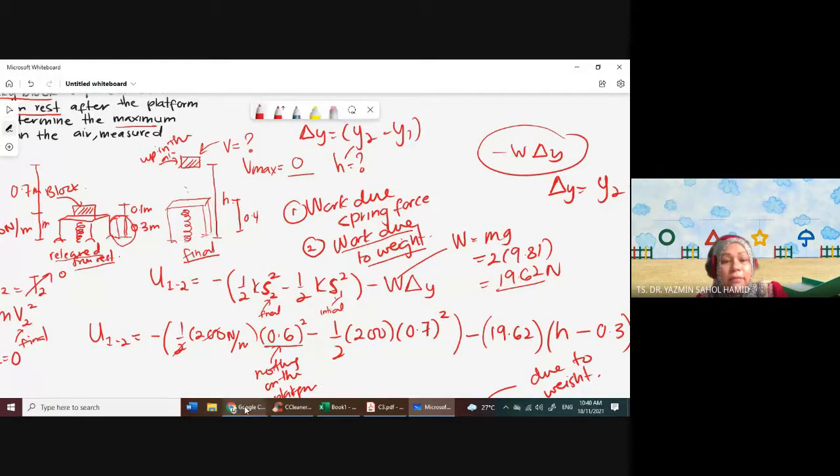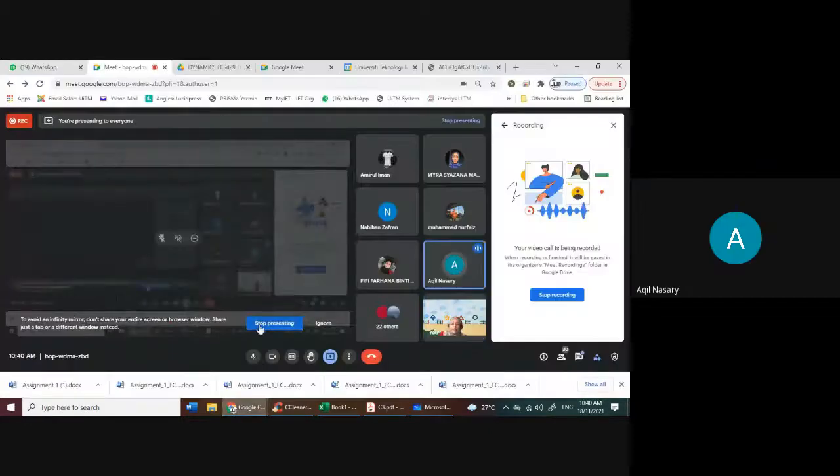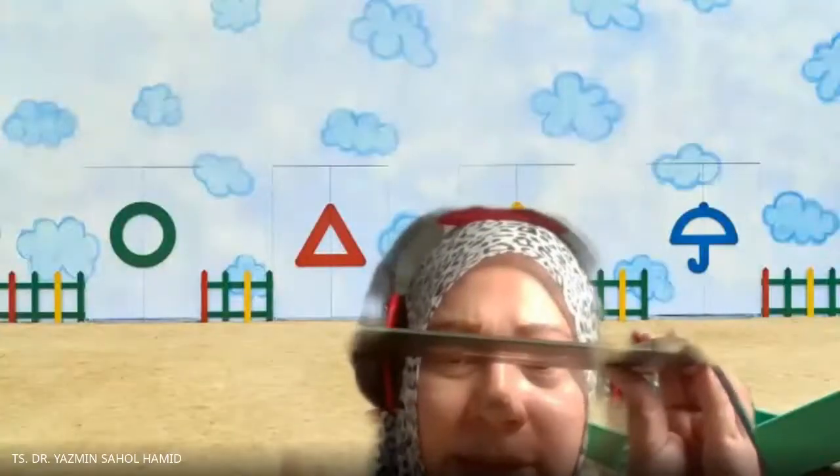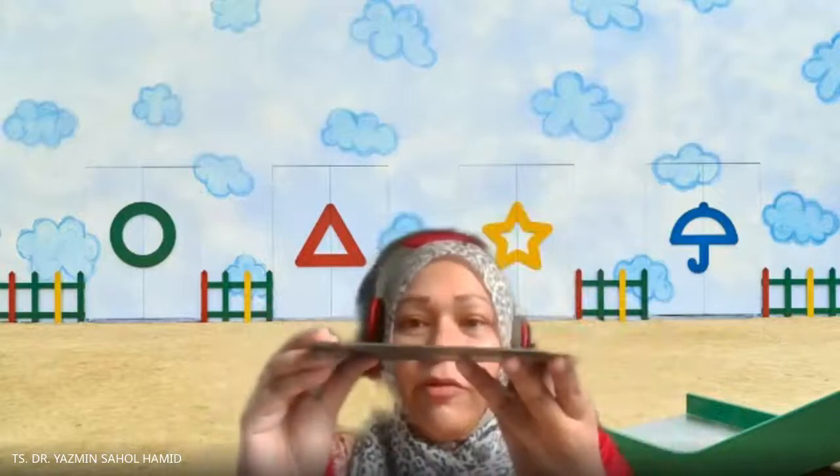Okay. Boleh ke tak? Faham, doktor. Dia macam ni. Anggaplah ni platform you. Nampak tak muka saya ni? Sekejap. Saya stop presenting. You tengok fokus kat saya. Besar-besar. Okay, nampak tak ni platform ni? Anggaplah ni platform tu.